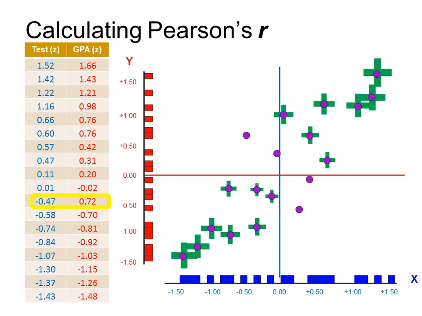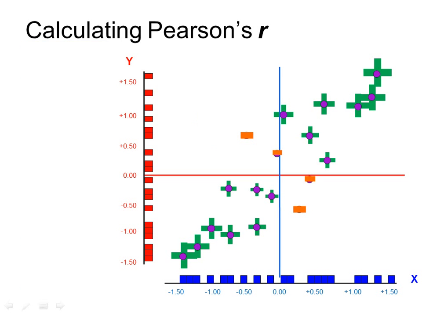But sometimes you have a negative score times a positive score. So this individual right here has a below average test score but an above average GPA. Therefore, if you multiply the z of their test score times the z of their GPA, you get a negative number. Negative 0.47 times positive 0.72, you get a negative number. And that's the case for everything in these two quadrants here.